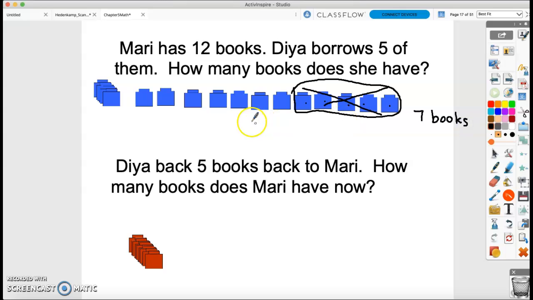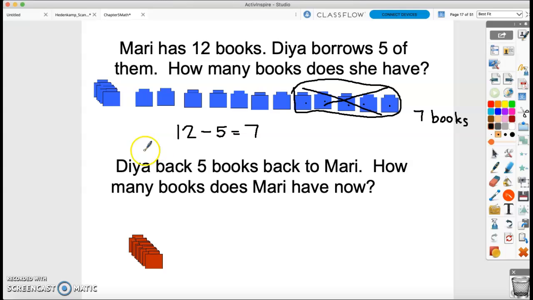So let's write a number sentence. It says Mari has 12 books. Dia borrows 5. So we're going to take away 5 that Dia borrows equals, well, we found out that she has 7 books left by our picture.